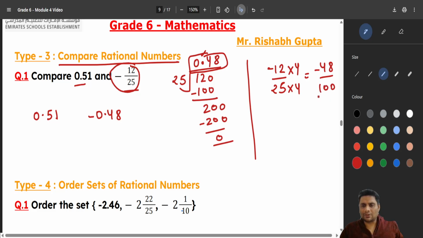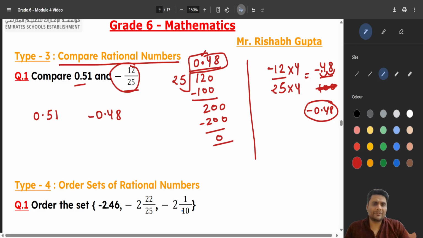Now check. Whenever you have 100 in the denominator, check how many zeros are there. Two zeros, right? So you can cut the 100 and after two digits, just put the point. So this simply becomes minus 0.48. You can get the answer like this also. Okay. So this is 0.51, this is minus 0.48.